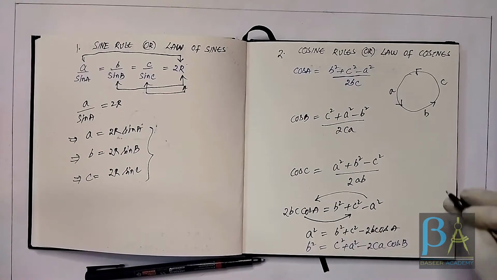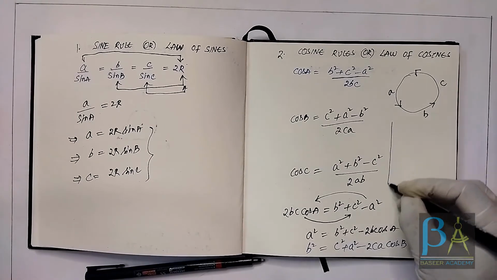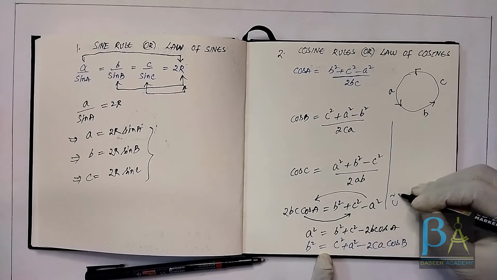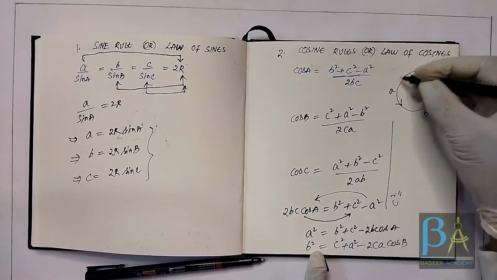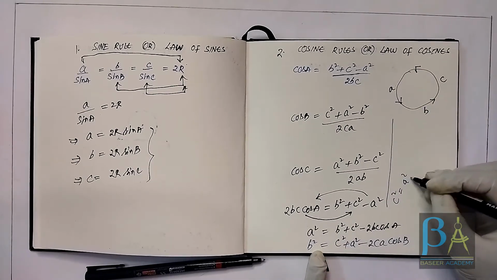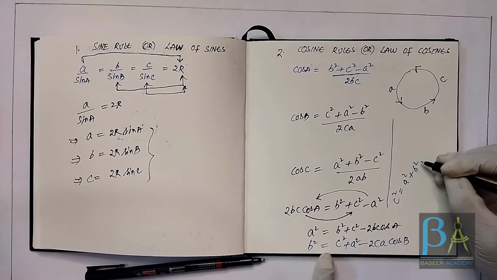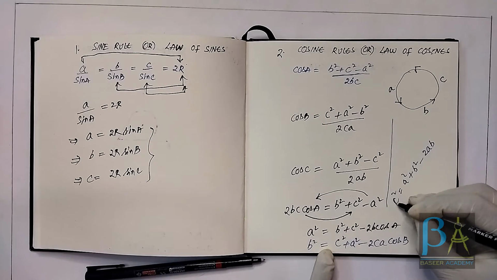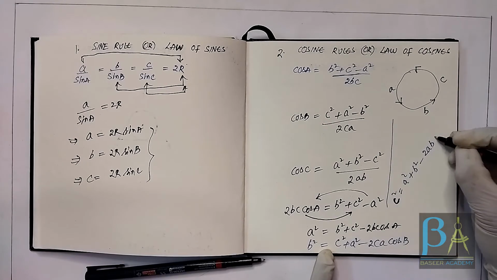Okay, and then I believe C square is going to be, what is C square going to be? Let's see what it would be. C square is going to be, after C I have A and B, so let me write A square plus B square minus 2AB and cos of C.